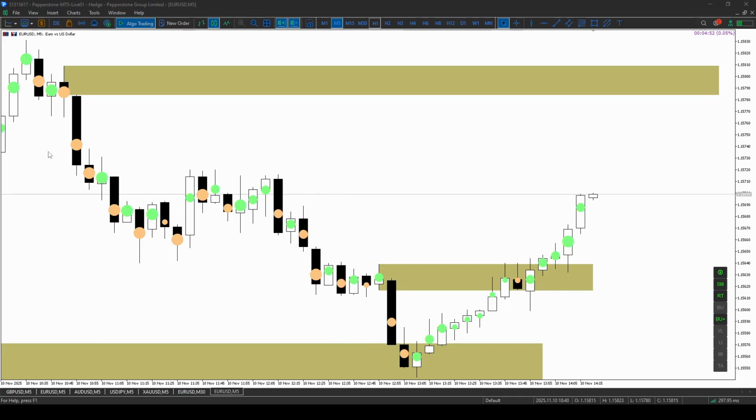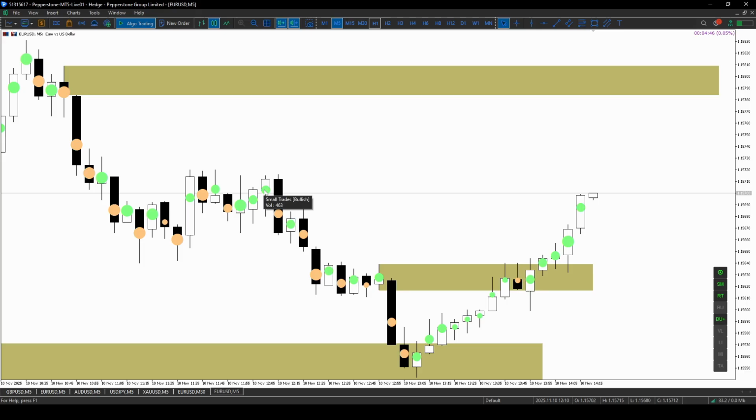How can we identify it? We can easily identify it if you see a big candle, but it's showing small trades. Here small trades, medium, small, here medium, small. Look, big candle, small trades. So that's the thing I'm trying to show you guys.